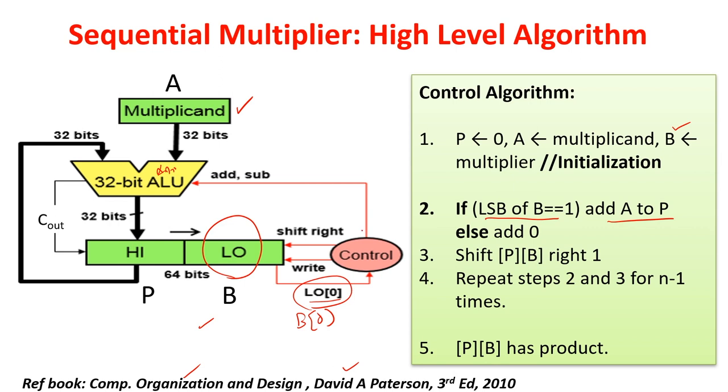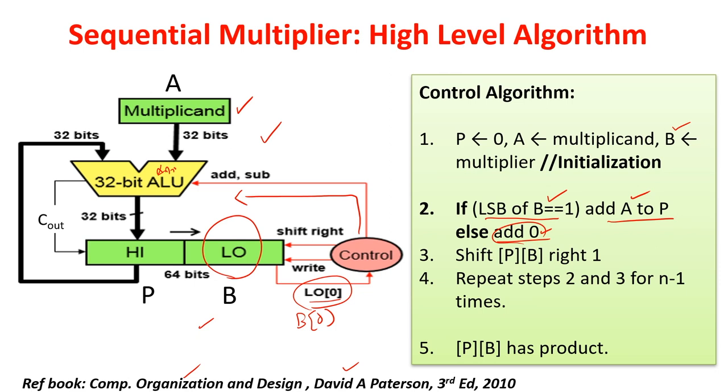So whether it is add or subtract depends on the LSB of B. If the LSB of B is equal to 1, then add, otherwise it says add 0, which means it will not do anything. This is a very basic sequential algorithm. If the LSB is equal to 1, then add A to P. If the LSB is equal to 0, then add 0, that means do not add. It sends a signal: do not add.